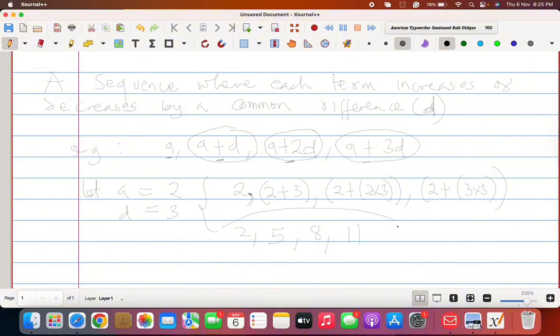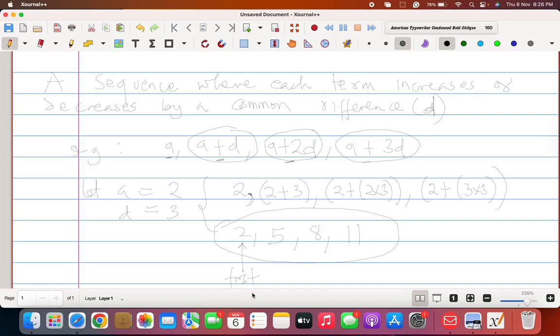So if you look at this, each term is separated from the other by 3. So if you noticed, this is going up. If you add 3 to 2, you have 5. If you add 3 to 5, you have 8. If you add 3 to 8, you have 11. So this is the first term for this particular sequence. All right.